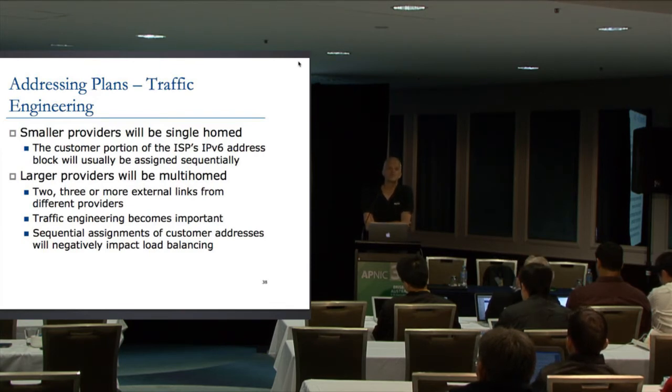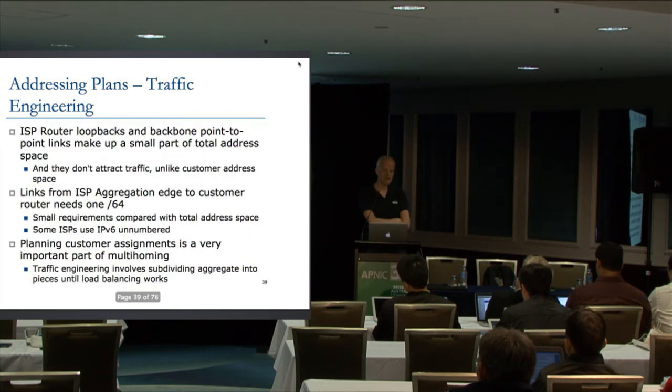Your backbone is not going to attract traffic. Your router loopbacks and point-to-point links are not going to attract traffic. They don't go downloading from YouTube and all the rest. Well, hopefully routers don't do that. Your customers will. So your customers are going to attract traffic, and how you do the address plan for the customers is actually very important.